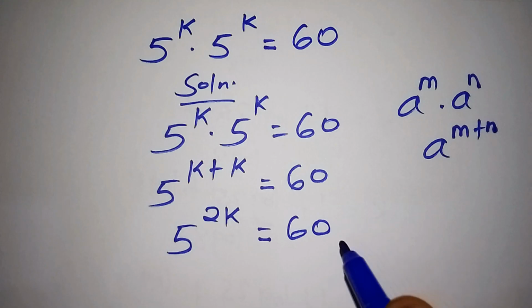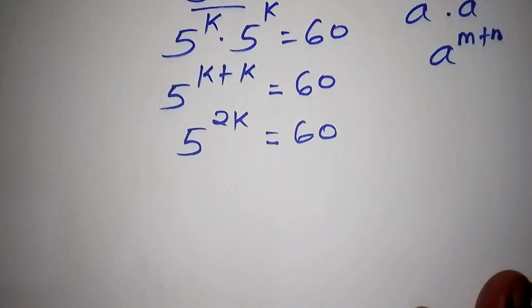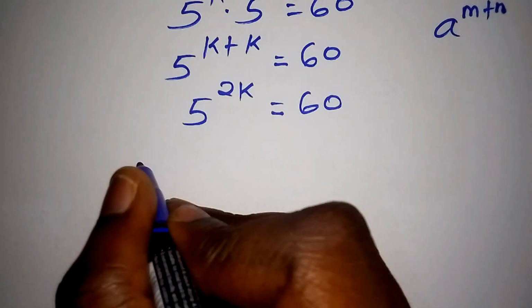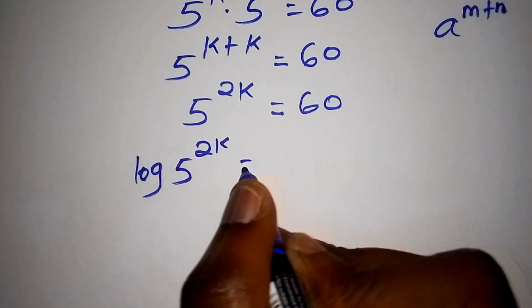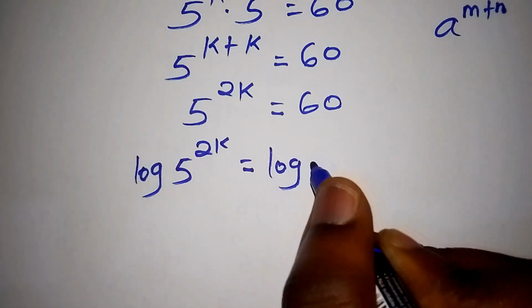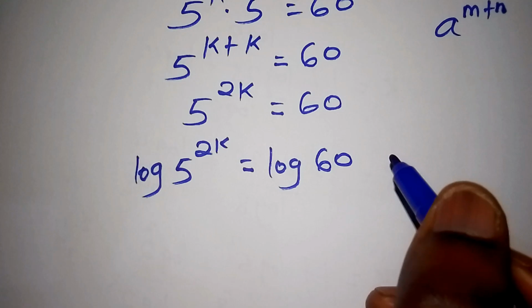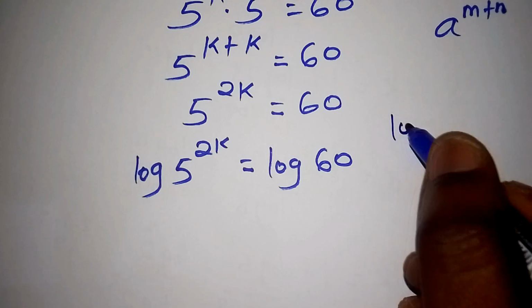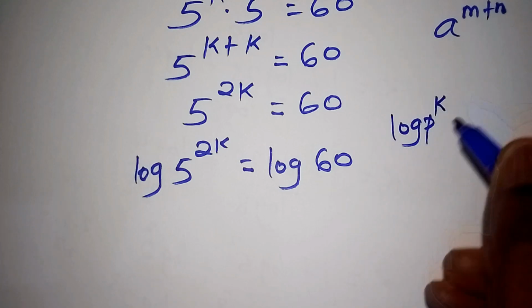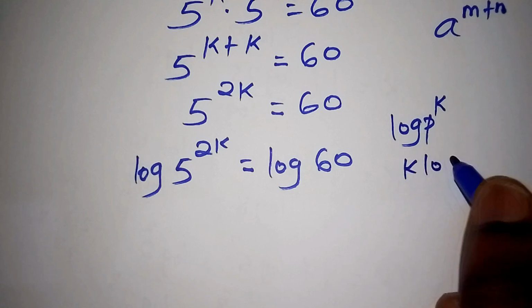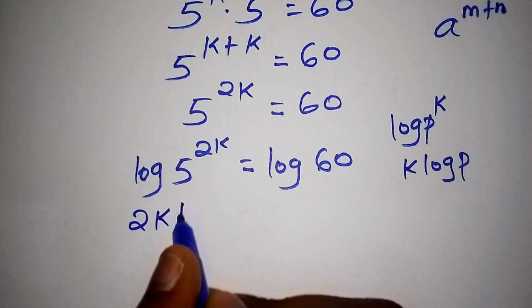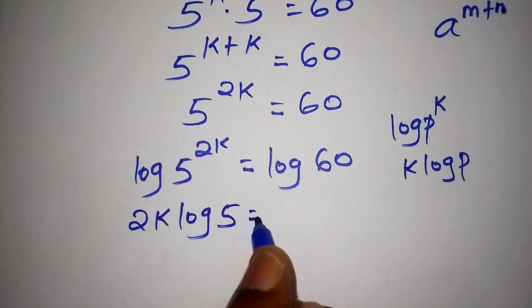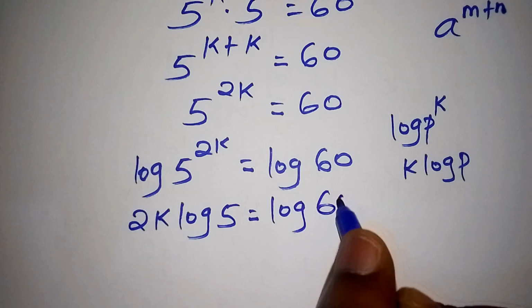From here, we shall introduce what is called the log on both sides, so that we can work out the value of k in the shortest time possible. So we have the log of 5 to the power of 2k is equal to the log of 60. We all know that if we have the log of p to the power of k, this can also be written as k log p. So here we have 2k log 5 is equal to the log of 60.